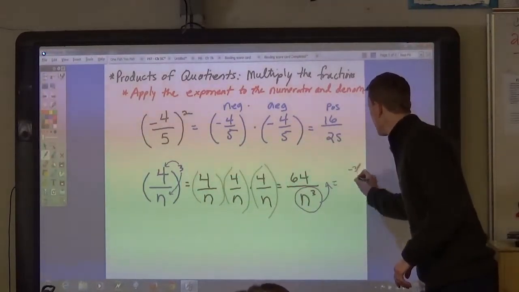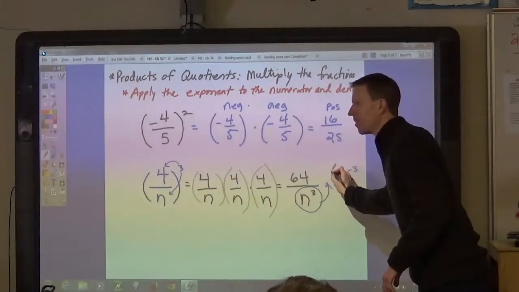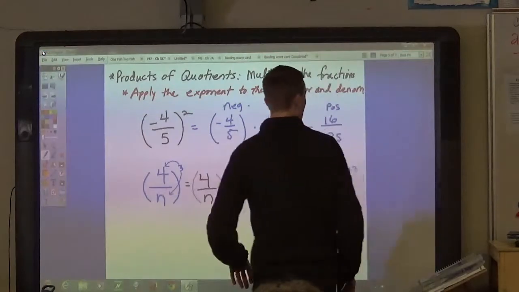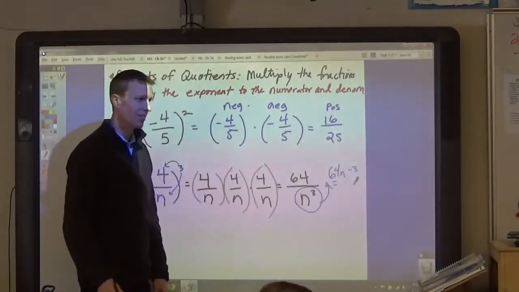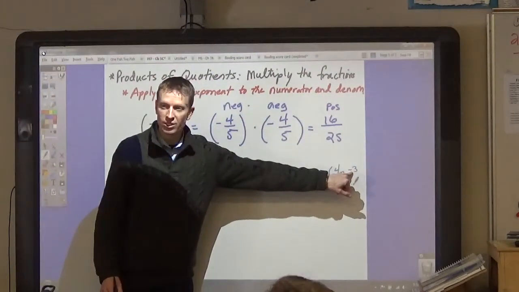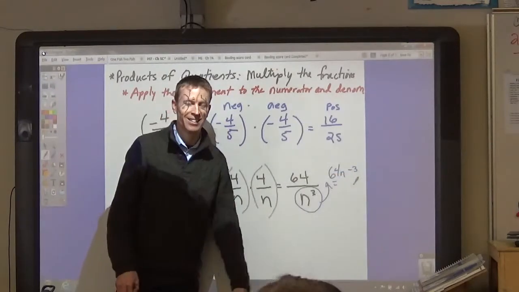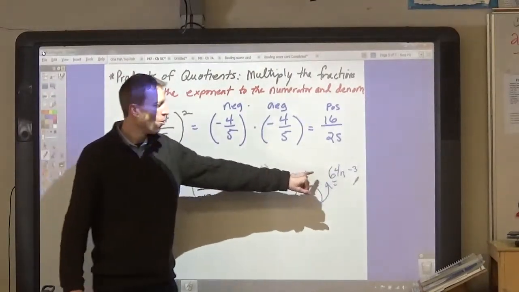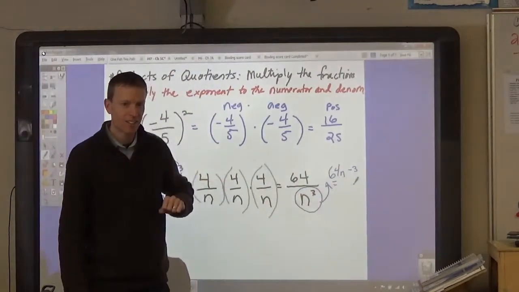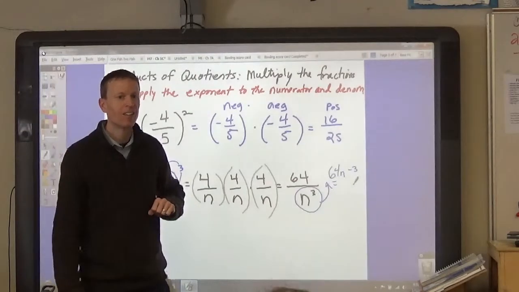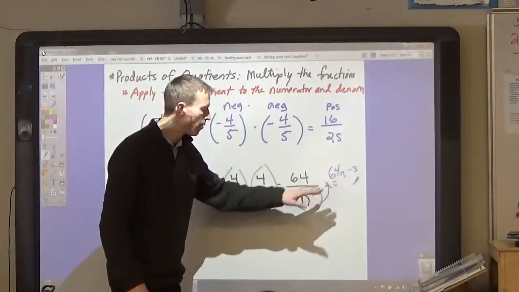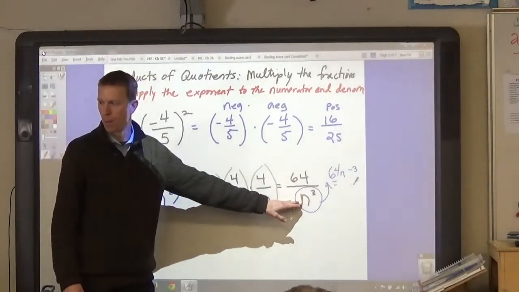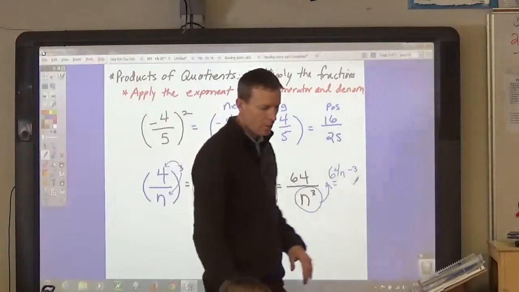What does this mean? Negative. Now, does that help your memory? 64 n to the negative third power. Remember, because n to the negative third equals the same as what, Isaac? Are you looking up here? 64 n to the negative third is the same as 64 over n to the third. When you move it from one side of the fraction bar to the other side, it makes it the opposite power. Okay? Any questions on that?